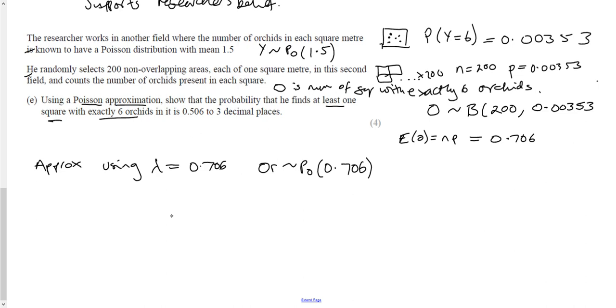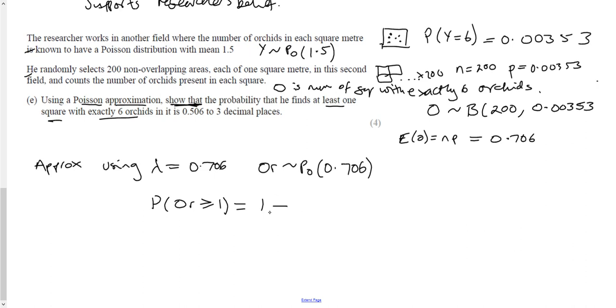this is where we're now using the Poisson approximation, and we want the probability that he finds at least one square with exactly 6 orchids in it. So actually what we're looking for is one or more squares with 6 orchids in it. So we want the probability of squares with 6 orchids being greater than or equal to 1. Now here's a really important point, because it was a show that question. Yes, we could just do that in our calculator, but that's not going to show this probability, so we have to do some working.